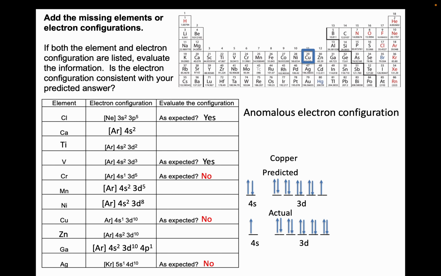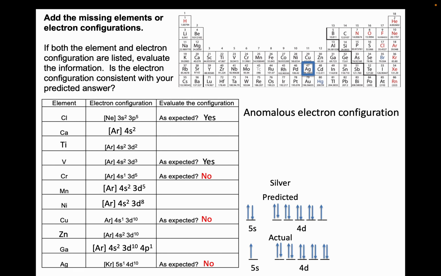Similarly for copper. In copper, I would have predicted that it would have argon, 4s2, and then 3d, 1, 2, 3, 4, 5, 6, 7, 8, 9. But again, I see that shift. Instead of being in the 4s, I've shifted an electron over to the 3d. The same kind of thing takes place with silver. Within silver, there's once again a shifting over an electron from the s to the d. These are all considered anomalous electron configurations. They're slightly different than what we would have anticipated based on the patterns that we've been following.